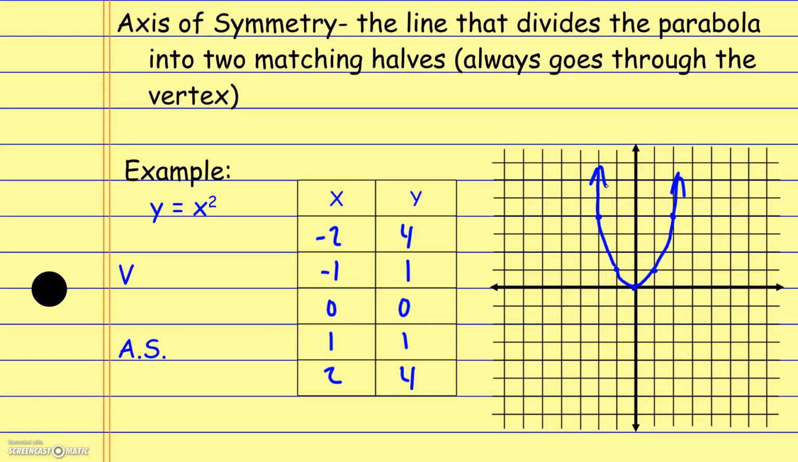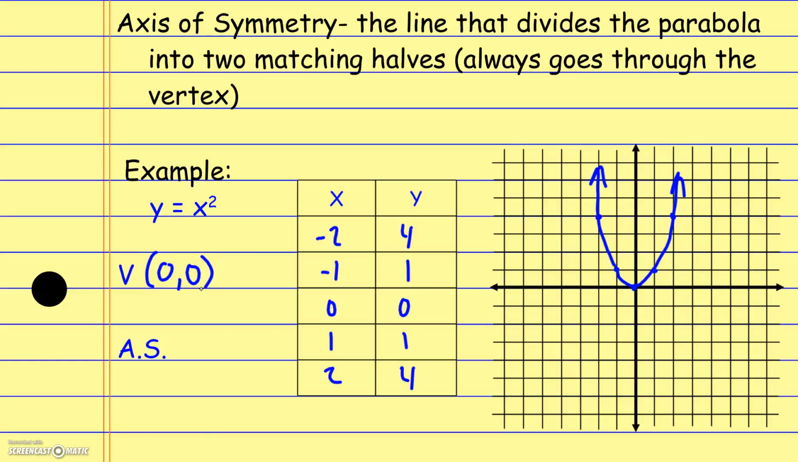That's much better. All right, so we get this U-shaped figure, and as we look at this, we want to identify the vertex. Well, the vertex is the highest or lowest point. In this case, I've got a low point right here at 0, 0, so that's my vertex. So my vertex is 0, 0.